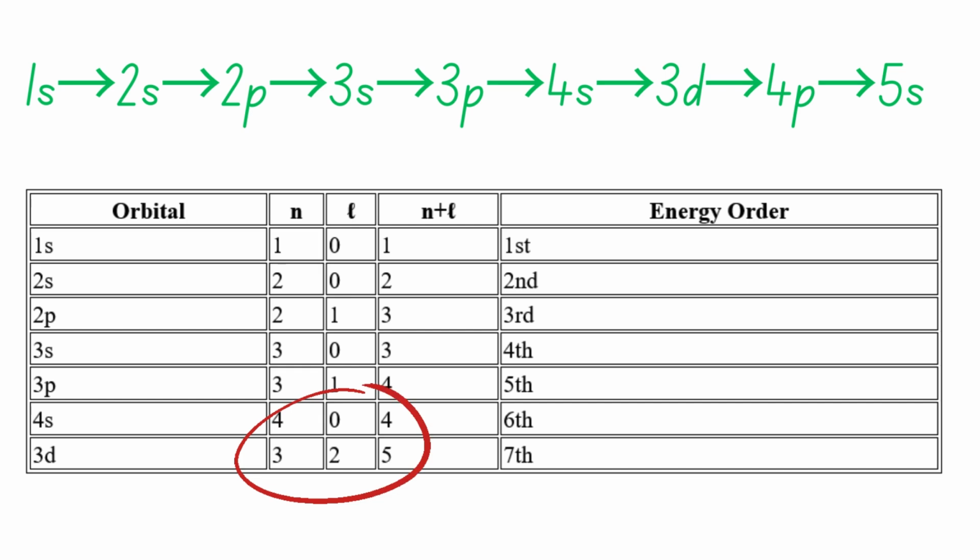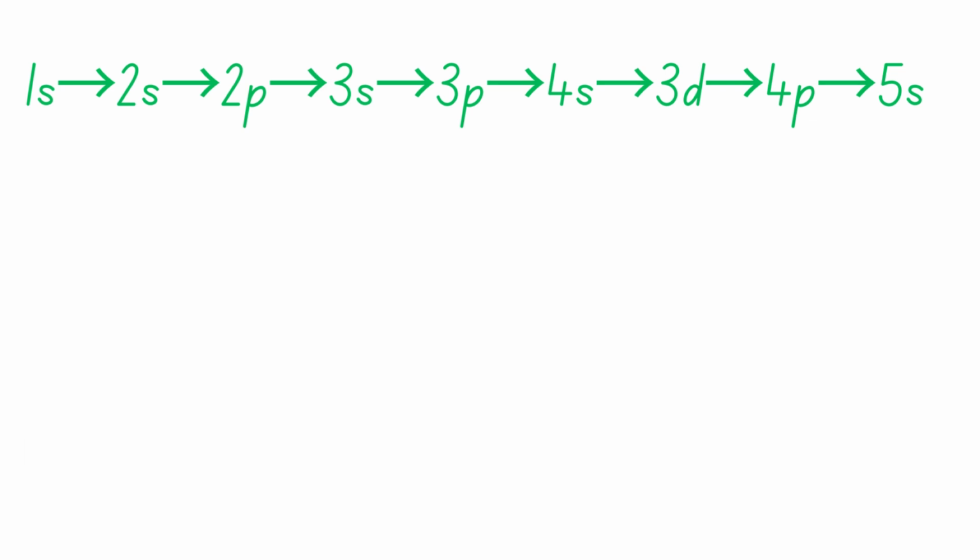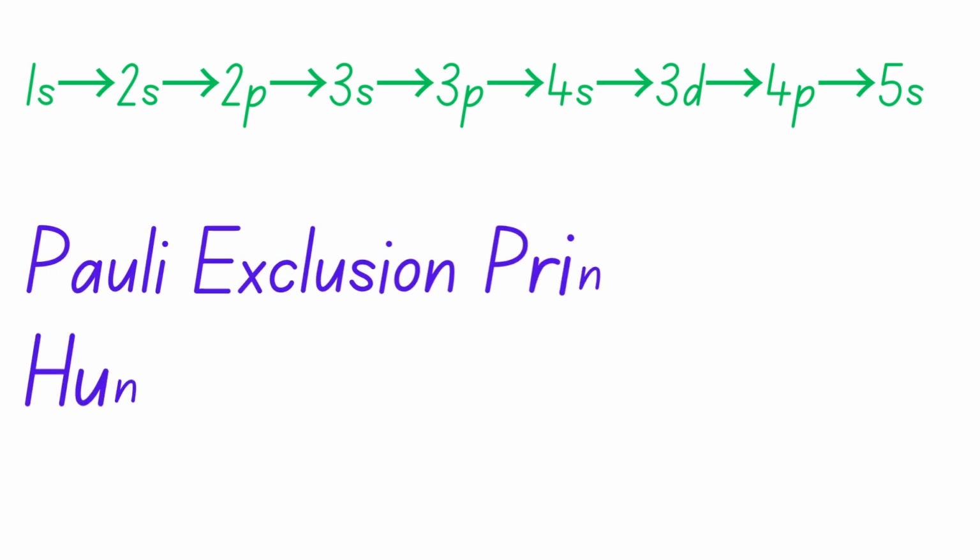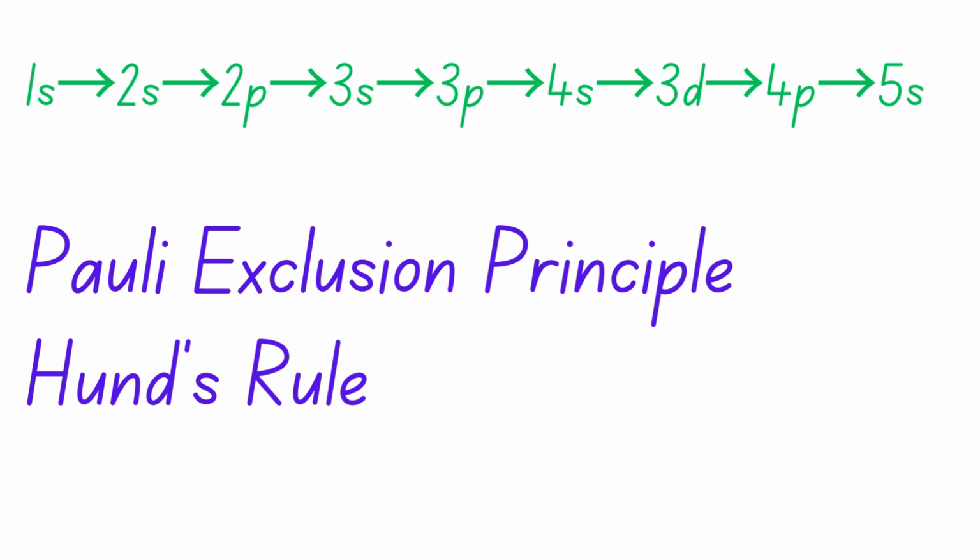The Aufbau principle works hand in hand with two other important rules, which are the Pauli exclusion principle and Hund's rule. These rules ensure that electrons are distributed in the most stable configuration possible.